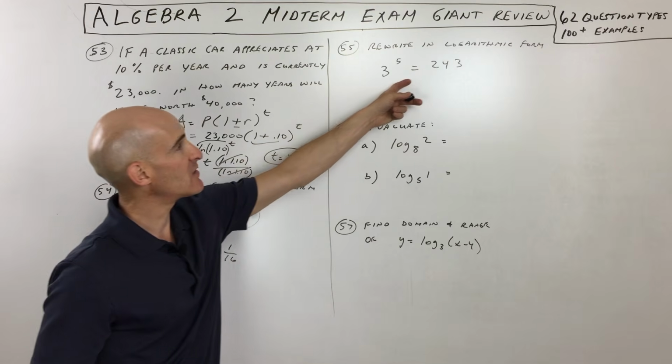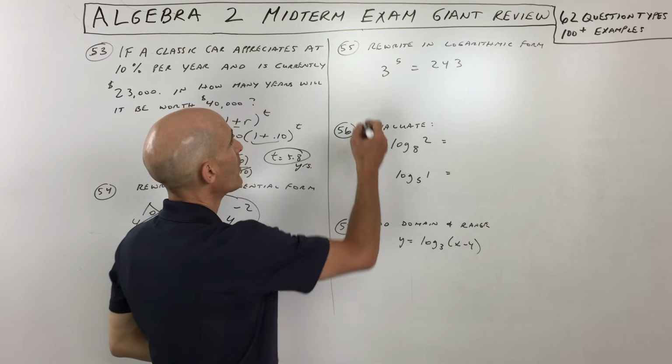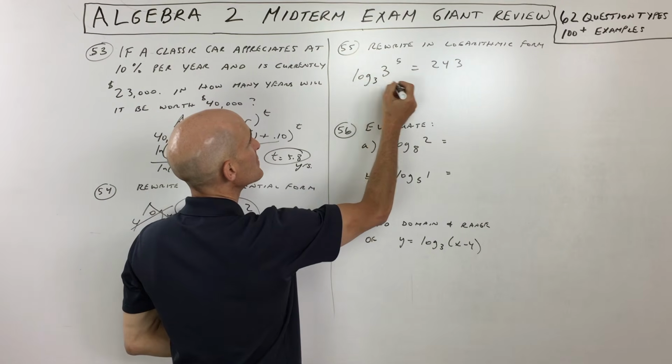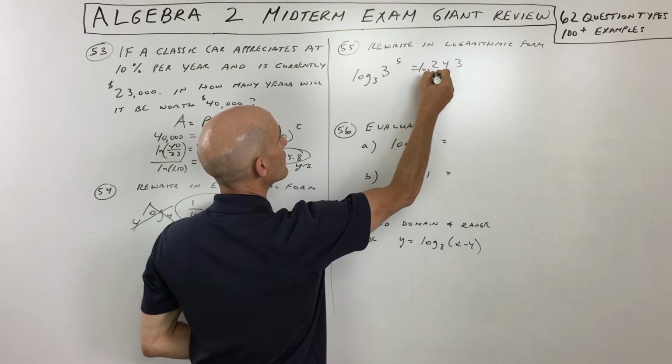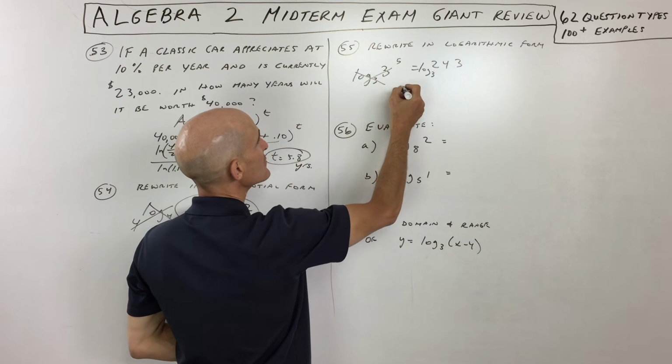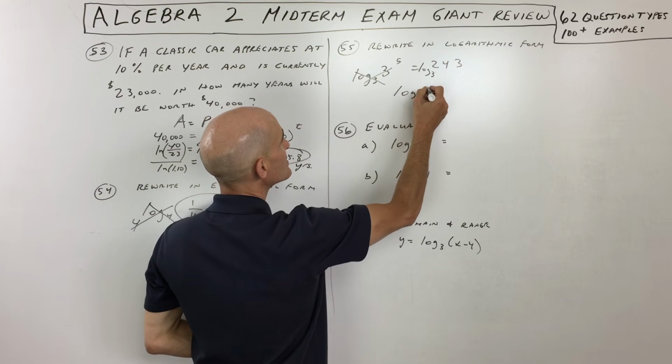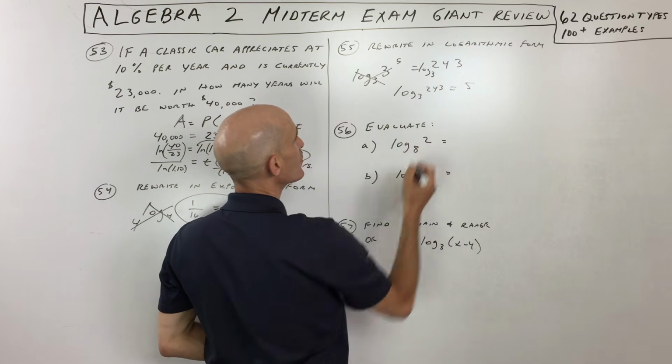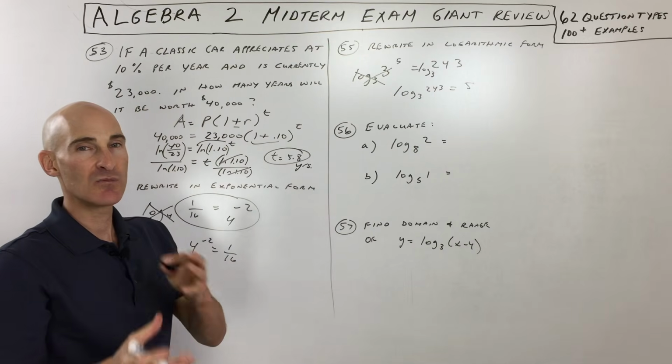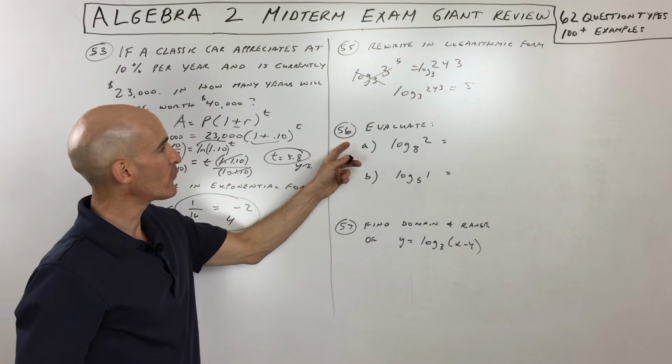55 is almost the exact same thing, except it says rewrite in logarithmic form. What I would do in a problem like this is take the log base 3 of both sides, because these are inverses of each other. So now you get log base 3 of 243 equals 5. So that's the key to be able to switch back and forth between logarithmic form and exponential form.